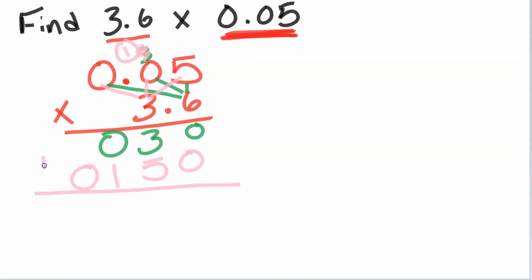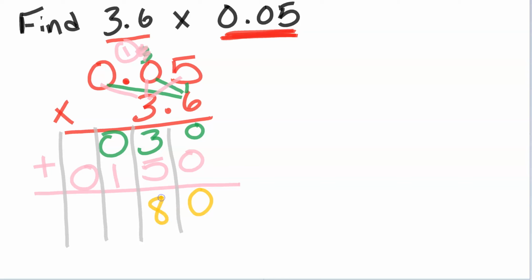Now, a lot of you get confused and place your numbers in different locations. I highly recommend you either use graph paper or you use these lines in between so you do not mess up and put them in the wrong spot. So now let's add, I'm sorry. 0 plus 0, 0. 3 plus 5, 8. Then 1 plus 0, 1. And then 0 plus 0 is 0.